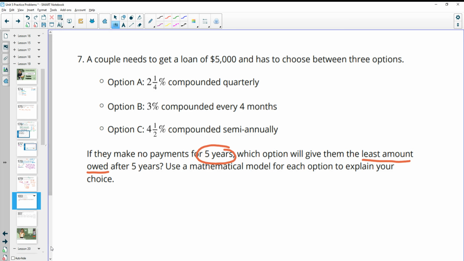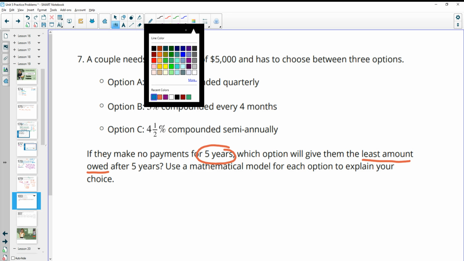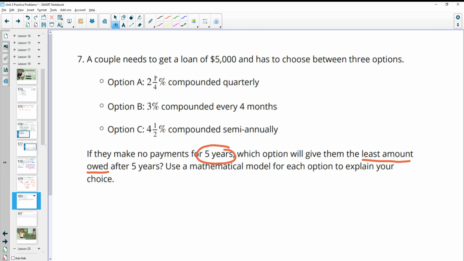Okay, so in this one, they are giving us the interest rate that is compounded in each situation, right? So it doesn't say that this is the annual interest rate. It says this is the interest rate that they're compounding quarterly. So when we do the initial loan value, then we're going to do times 1 plus just this percent as a decimal. So this is really 2.25%. So when we divide that by 100, we get 0.0225.